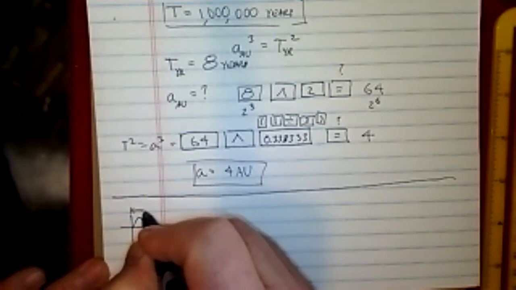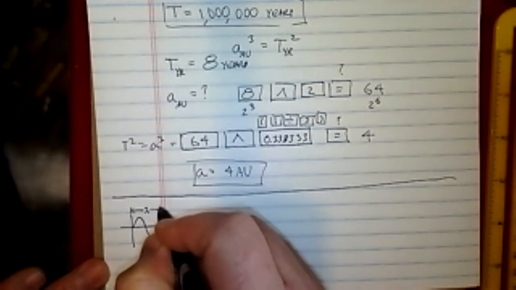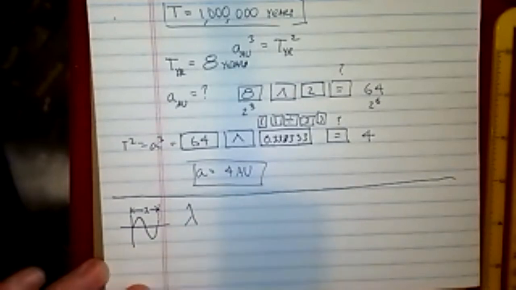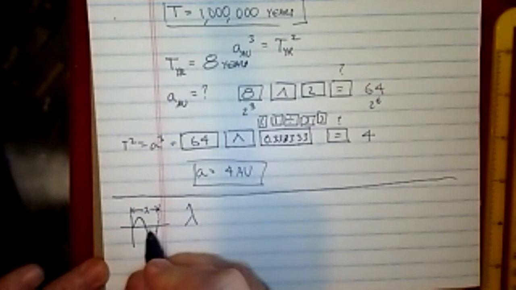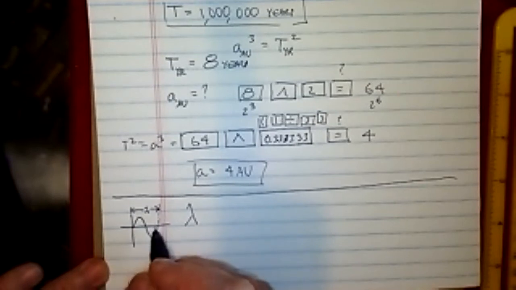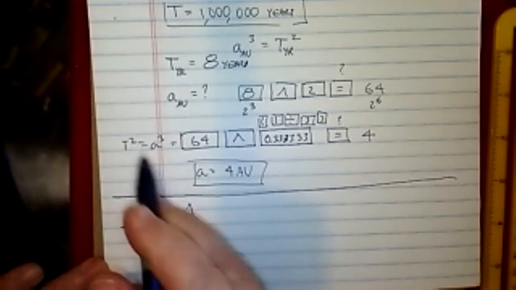This distance from here to here is lambda. That's one wavelength. It's the Greek letter, lowercase lambda. It looks like that. Okay. And the time it takes for that wave to travel one wavelength is called the period, and that's given the symbol T.